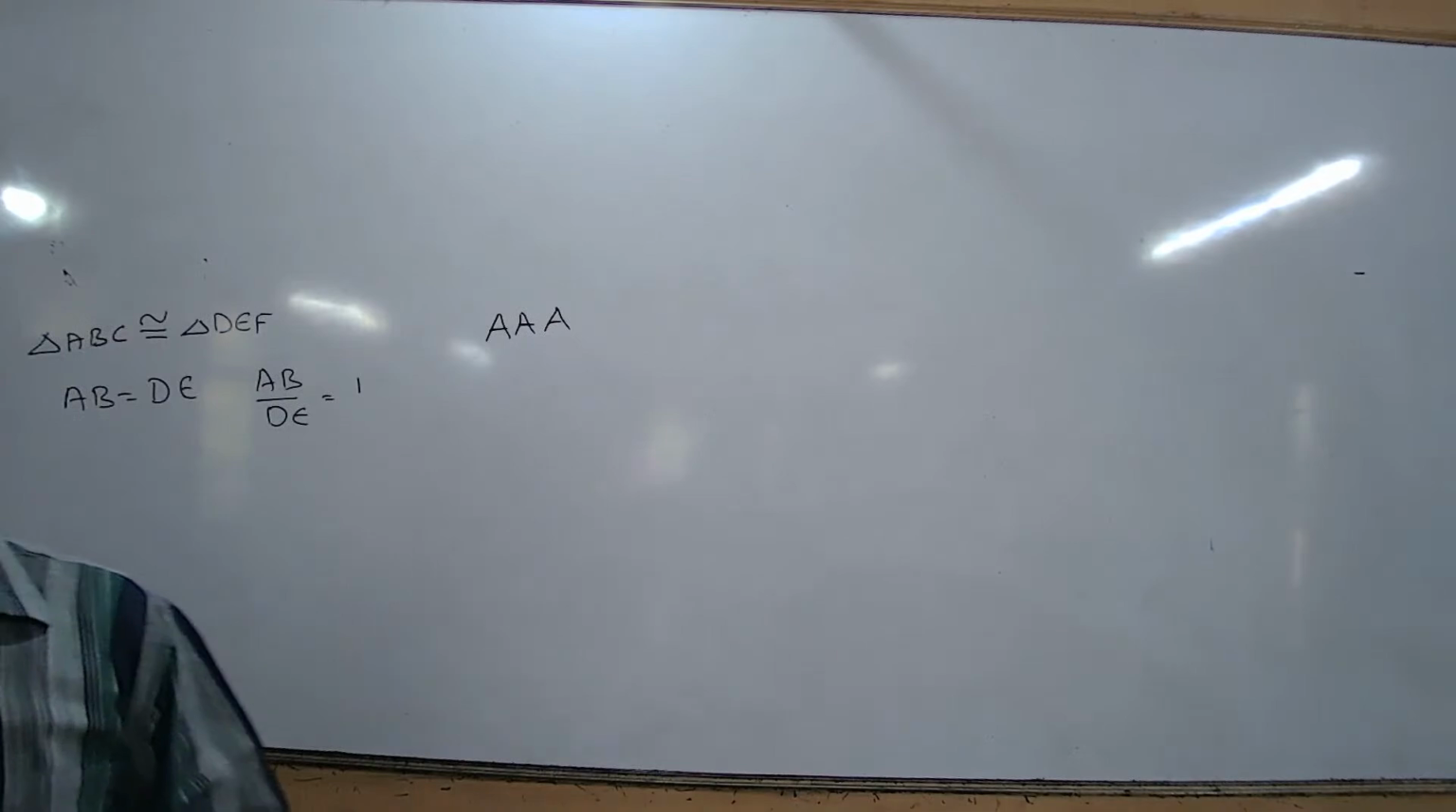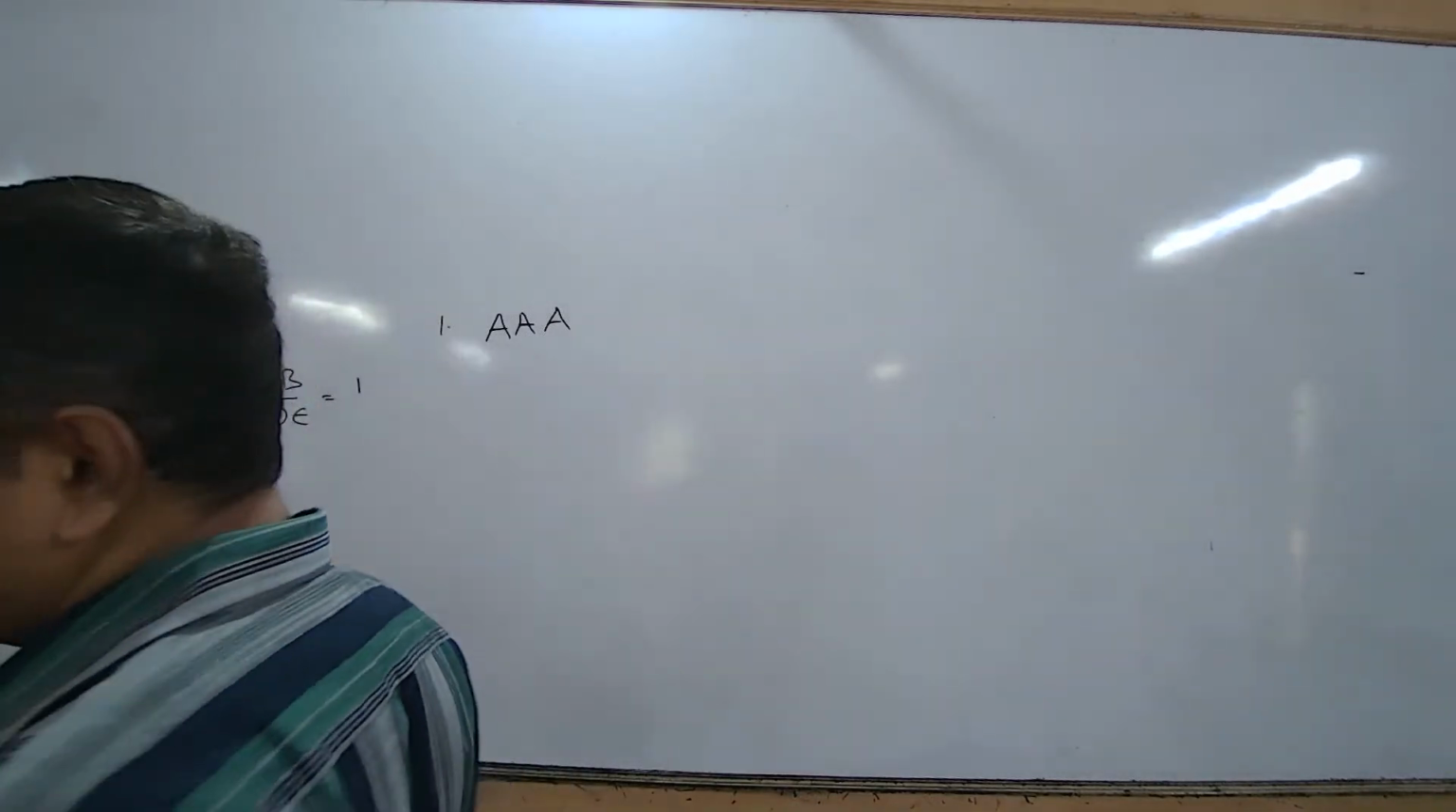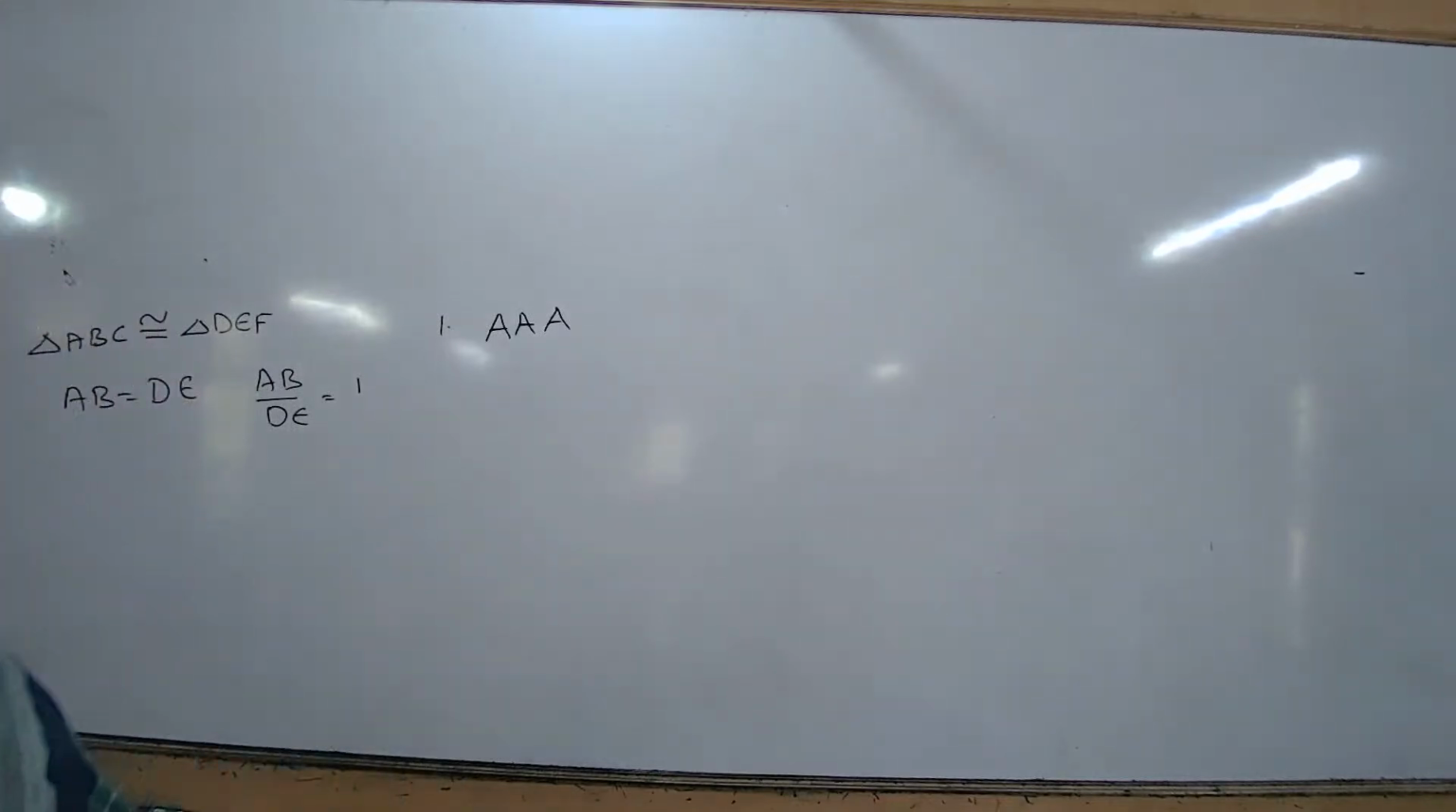What is written over here? AAA, angle. This is the first similarity. What is its meaning? When the corresponding angles are equal, then the two triangles are similar. Are you following?